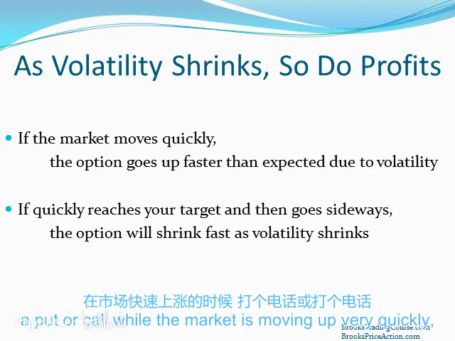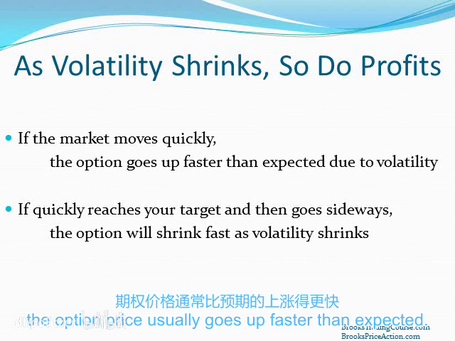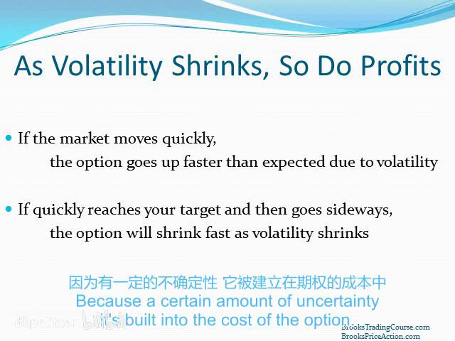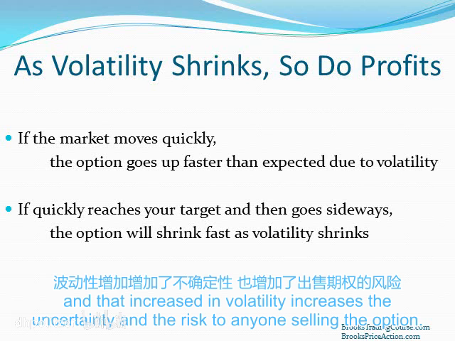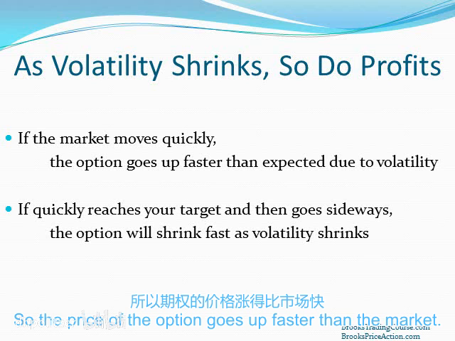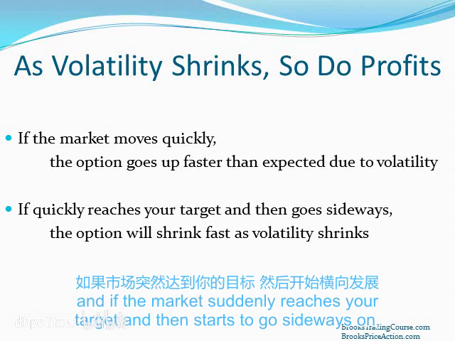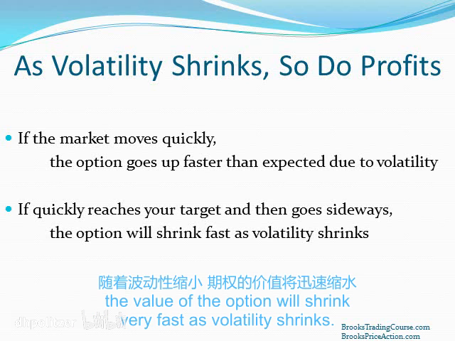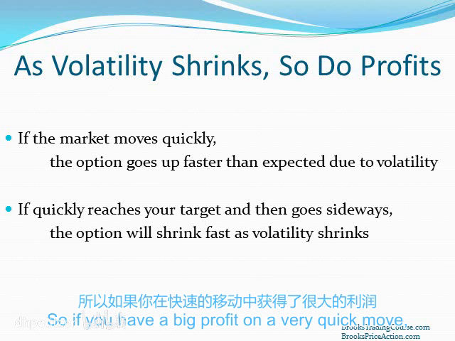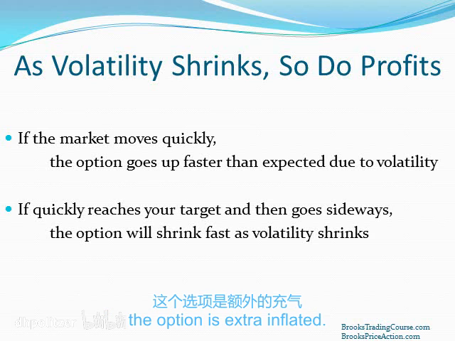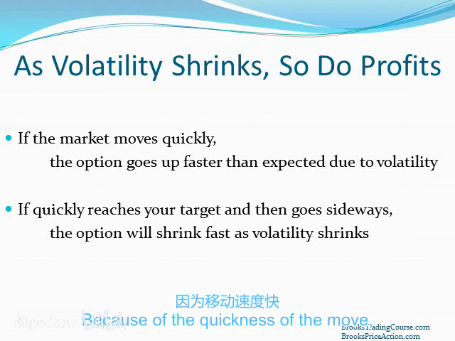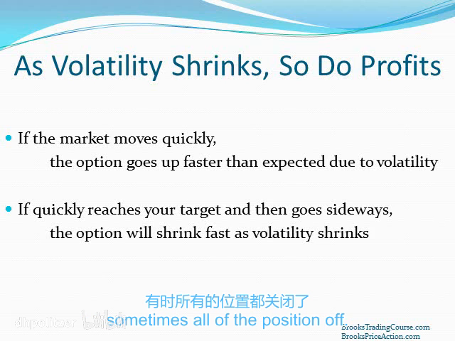If you buy an option, a put or a call, while the market is moving up very quickly, the option price usually goes up faster than expected because a certain amount of uncertainty gets built into the cost of the option, and that increase in volatility increases the uncertainty and the risk to anyone selling the option, so the price of the option goes up faster than the market. And if the market suddenly reaches your target and then starts to go sideways, the value of the option will shrink very fast as volatility shrinks. So if you have a big profit on a very quick move, the option is extra inflated because of the quickness of the move. You should always take at least part, half, sometimes all of the position off.